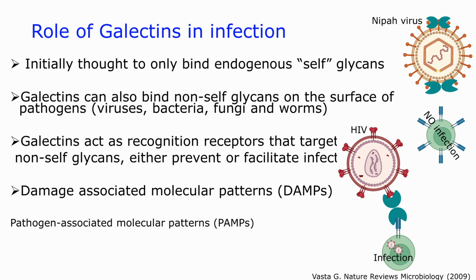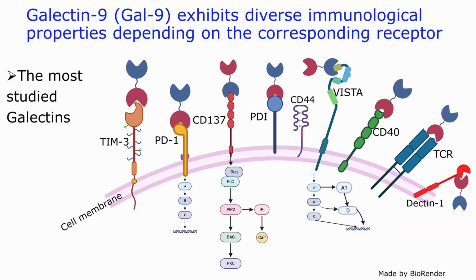But as I said, there are 15 of them, so there is no time to talk about them all. So I will just focus on the most studied galectin, which is galectin-9. Just imagine, galectin-9 can interact with at least 9 receptors. So when it comes to biology, it becomes so fascinating and sophisticated.